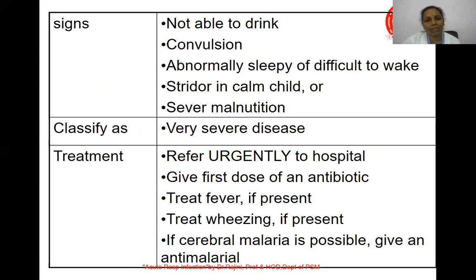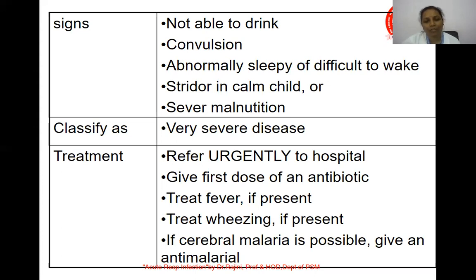Convulsions, abnormally sleepy or difficult to wake, stridor in a calm child, severe malnutrition. We call them very severe disease. So what is the treatment for them? Refer urgently to hospital. The patient, the child, has to be hospitalized.